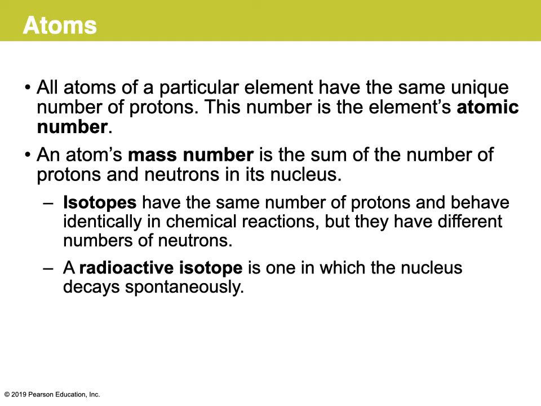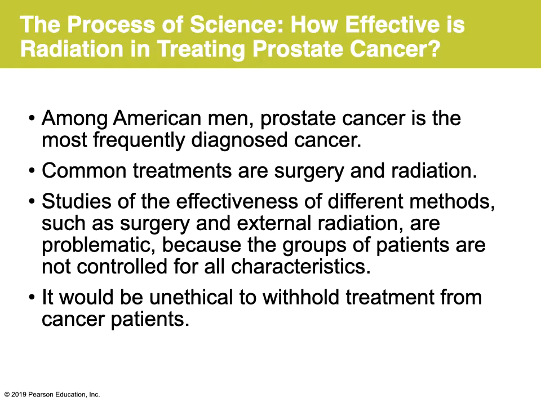Now, we do have medical uses for radioactive materials. The example they provide in your book is about use in treating prostate cancer. In American men, prostate cancer is the most frequently diagnosed cancer. Now, common ways of treating it are surgery, right, to surgically remove the cells, and radiation. And studies of the effectiveness of different methods have been conducted multiple times. There's a lot of research around, obviously, understanding what forms of cancer treatment are effective.